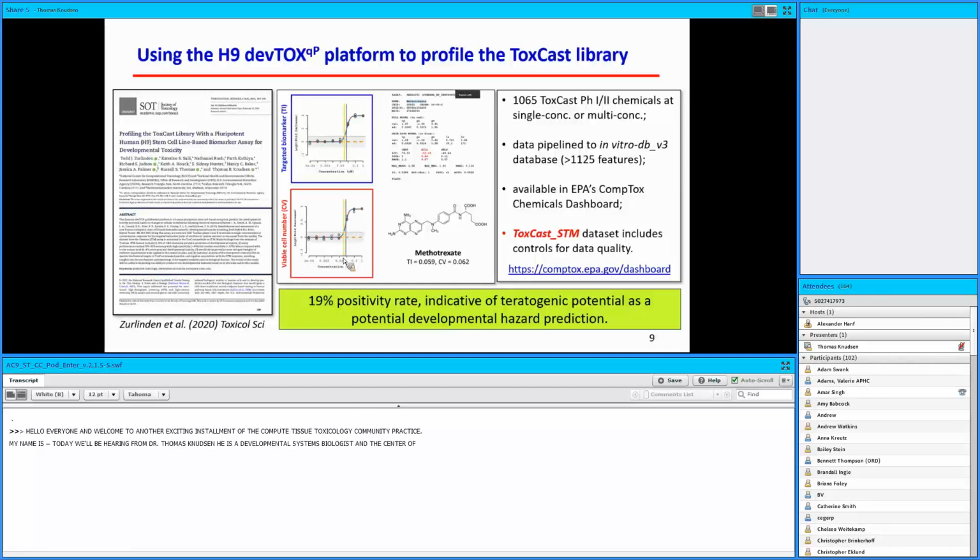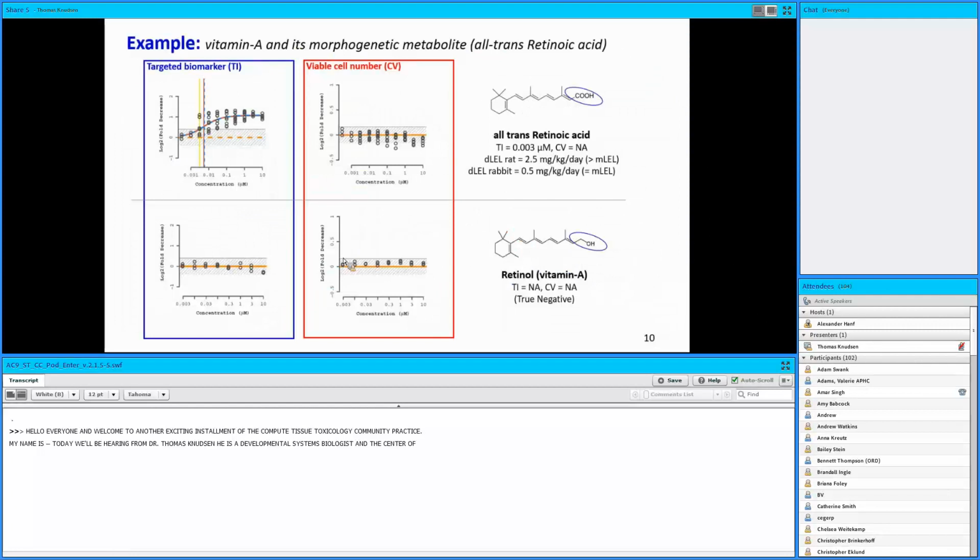Overall, we identified about a 19% positivity rate. So in other words, about 1 out of 5 chemicals we tested gave an indication of a potential teratogenic hazard. And of course, this is a hazard prediction. It's not a risk prediction. You'd have to obviously determine if the exposure is relevant to assess the risk. But what the database will give is the concentration of each chemical that would be predicted to hit that teratogenic index.